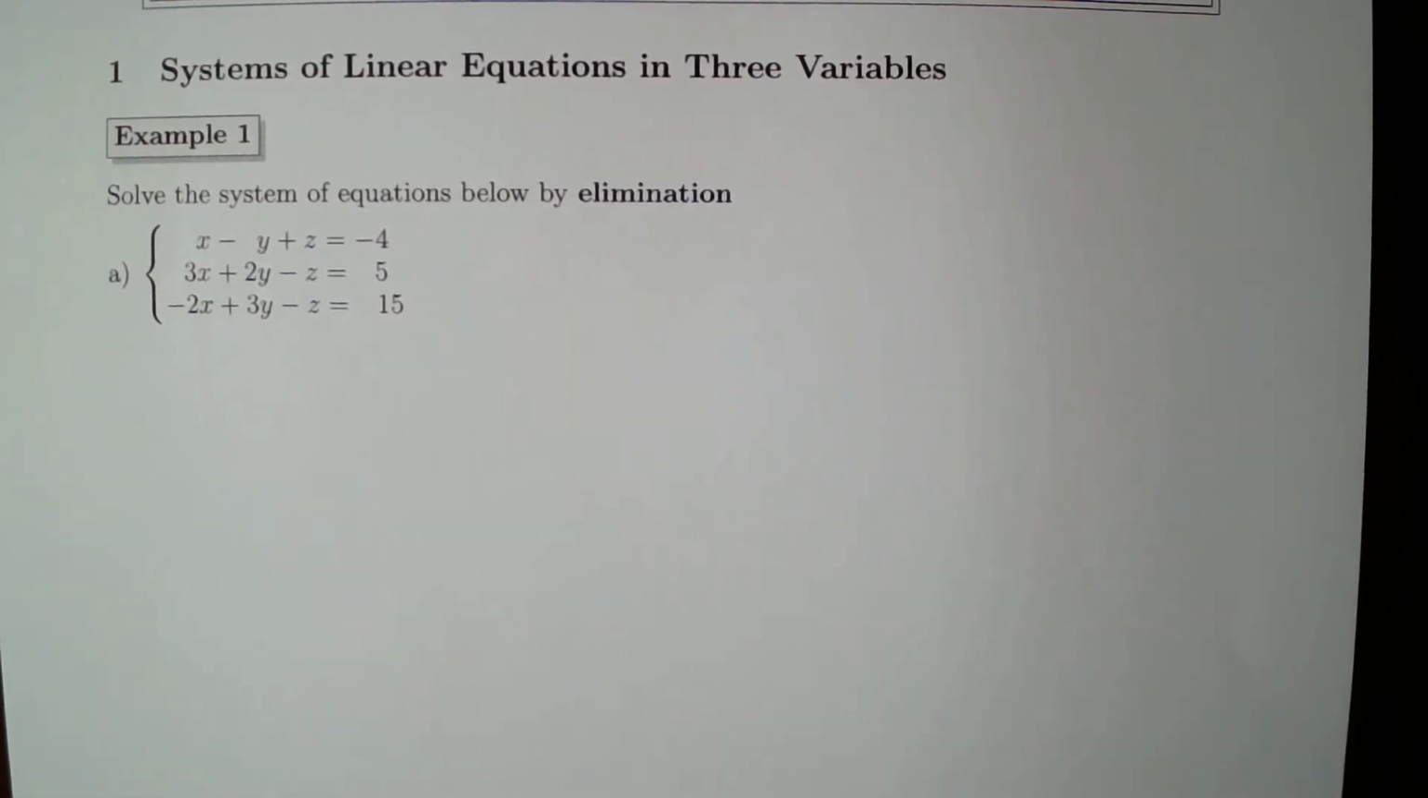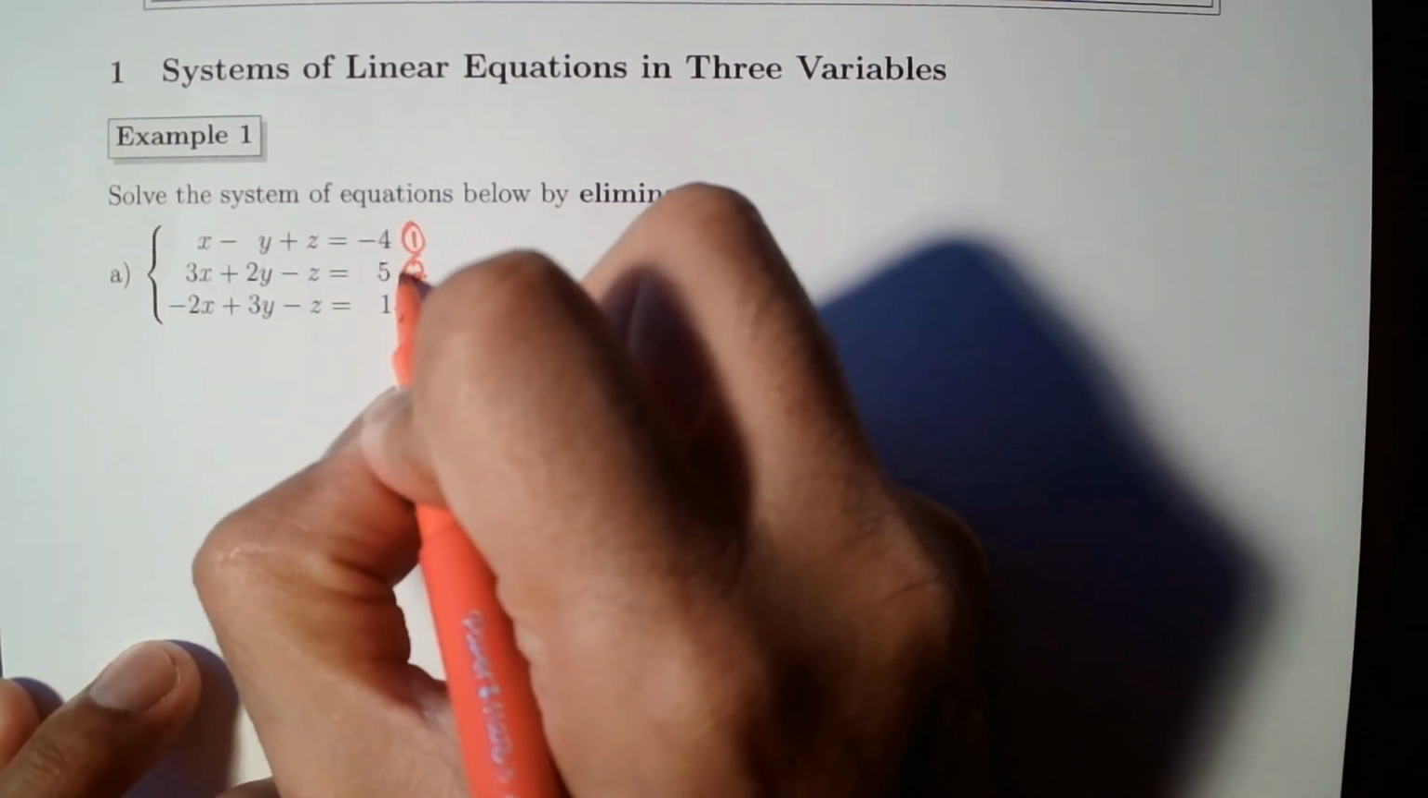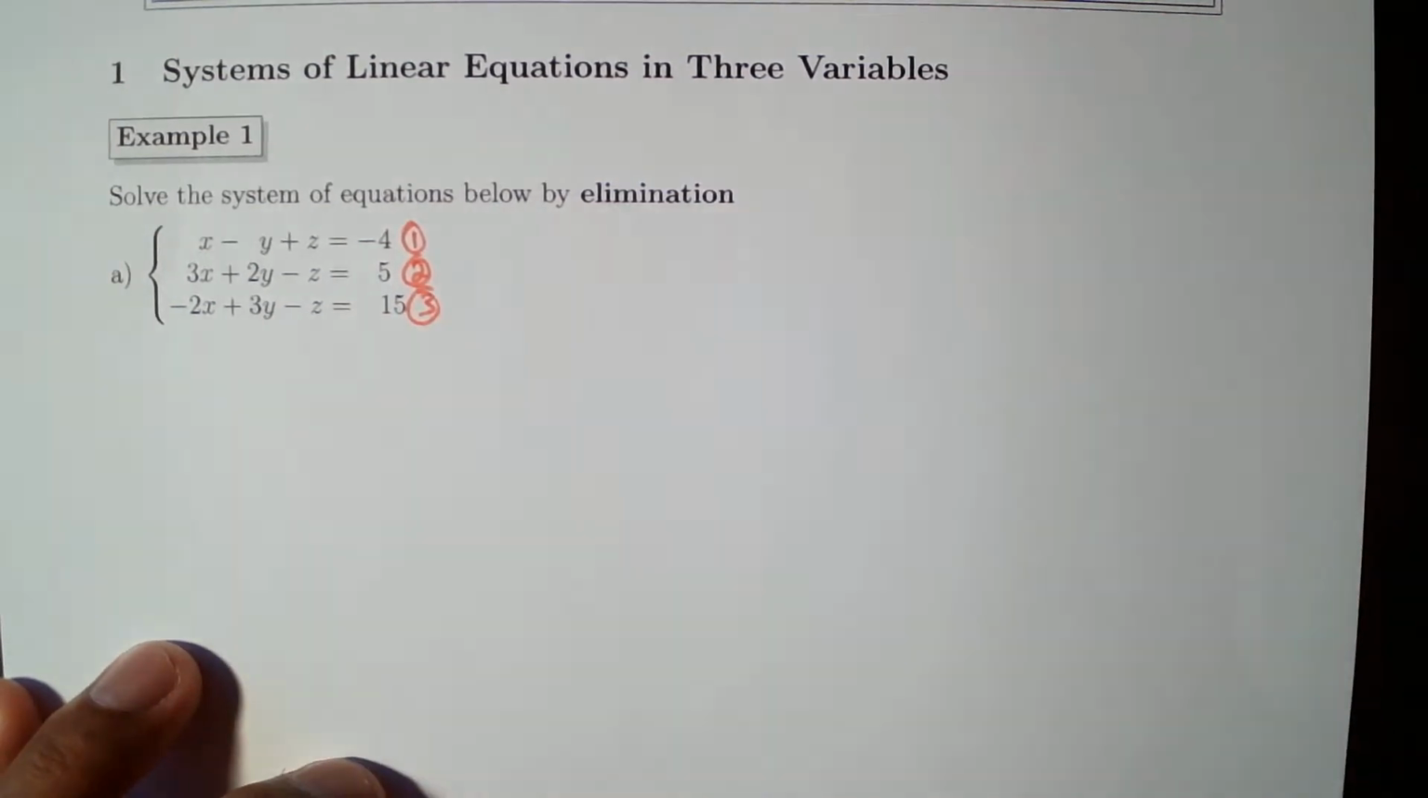Well, so the first thing that you might want to do is label the equations. So I'm going to label this as equation, use a different color here. I think red's going to be a good color. So I'm going to label this equation 1, equation 2, and equation 3.